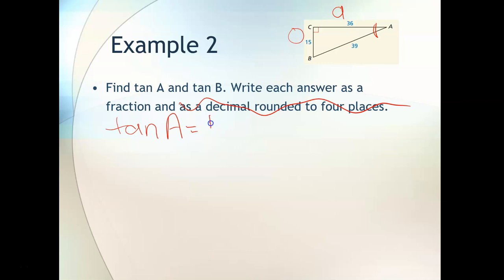So I want to write 15. That's an ugly 5. I can do better. 15 over 36. Is there a number that goes into both 15 and 36? 3. So what's 15 divided by 3? And 36 divided by 3? 12. That's my answer for tangent A.